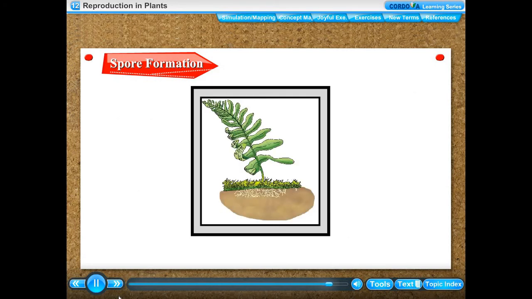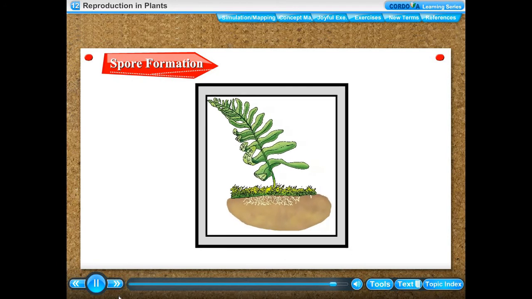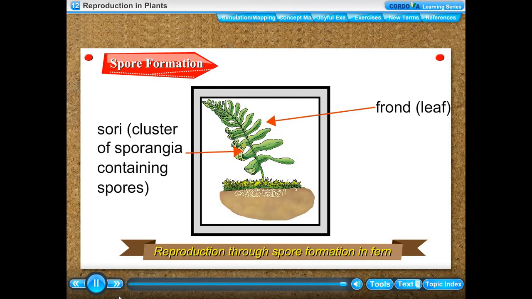These spores are in the cluster of sporangia called sori on the underside of their leaves. Reproduction through spore formation in fern. Sori, cluster of sporangia containing spores. Frond leaf.